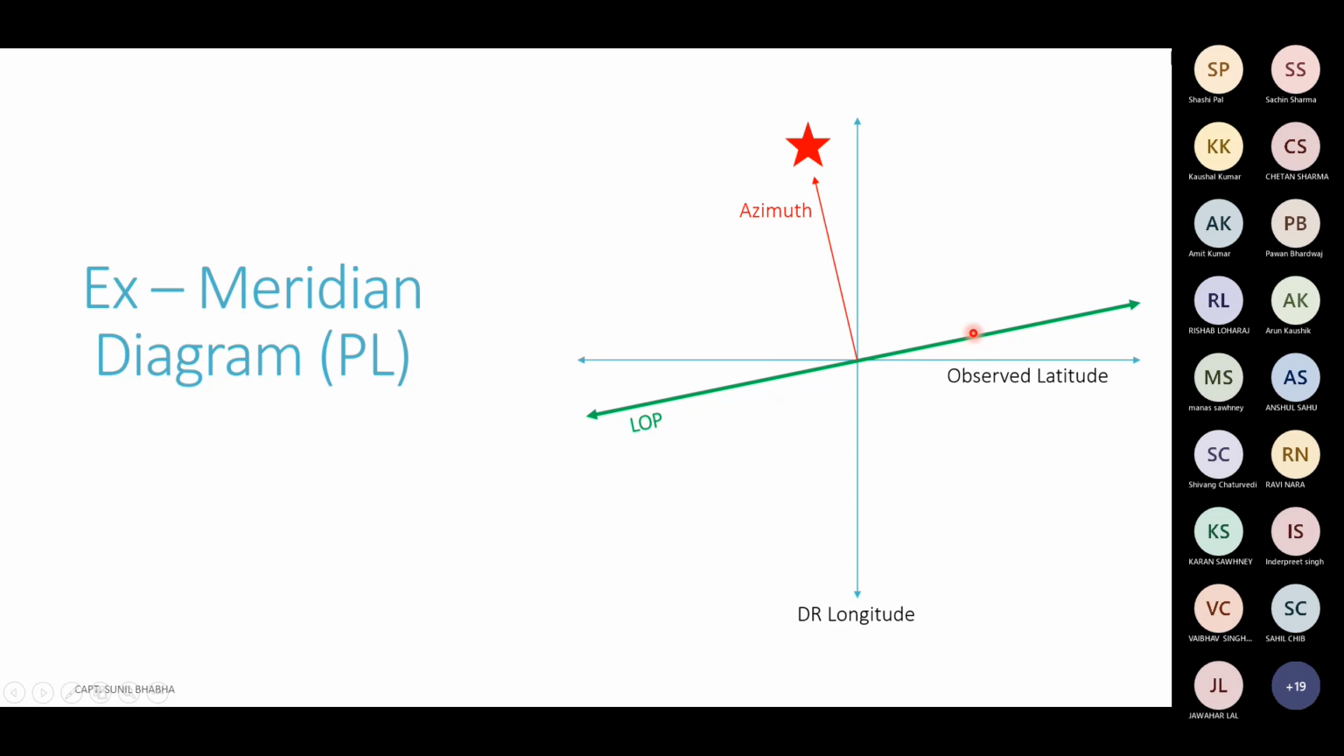So depending upon where you are on this PL, which we will find out when we have a second PL, wherever the second PL crosses it, that will be our fix. So depending upon at which point you are on this PL, the latitude is going to differ from the observed lat. So this is the X meridian plot.